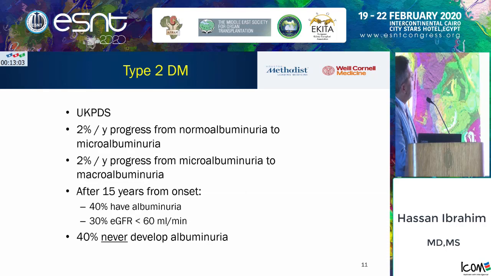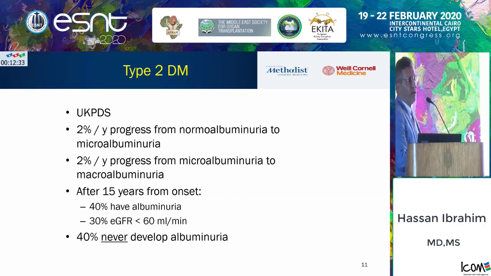I think in type 2, the numbers are easier to remember. 2% of people go from micro to macroalbuminuria every year. 2% from normal to micro, 2% from micro to macro every 2 years. And by 15 years, 15% will have albuminuria. Now, the bottom one is, I think, so important.